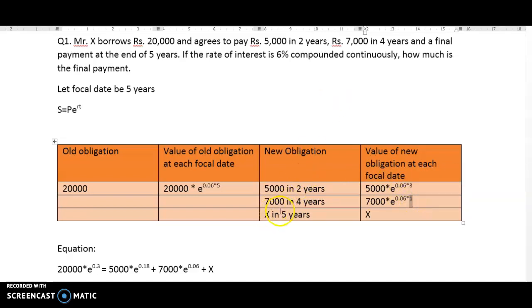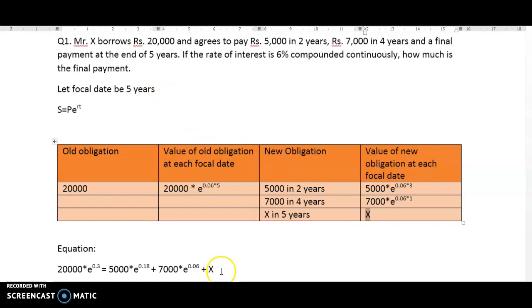And the last, final payment in 5 years. So this value is already at the end of 5 years, so we will not multiply this with anything. This is only a future value. So this will be X only. Now we know how to frame the equation, that is 20,000 into e raised to power 0.3 equals 5,000 into e raised to power 0.18, then 7,000 into e raised to power 0.06, then plus X. Because this is already clear to you that we have to equate our older obligations with newer obligations, which are calculated at a particular focal date, and in this case it is 5 years.